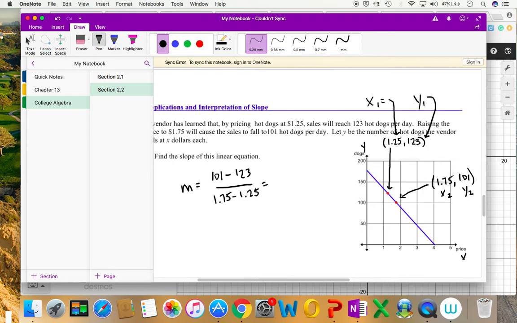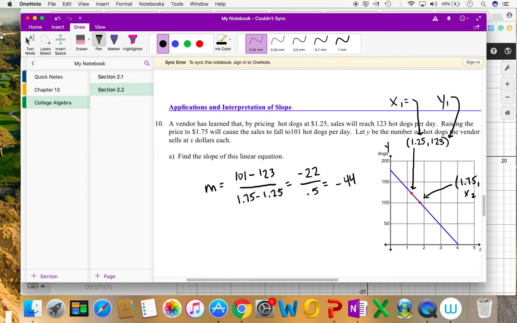So 101 minus 123 gives me negative 22. 1.75 minus 1.25 gives me positive 0.5. So negative 22 divided by 0.5 will leave me with negative 44. So negative 44, if I wanted to interpret that, what that means is as I increase the price by $1, the number of hot dogs I sell per day is going to go down by 44 hot dogs.